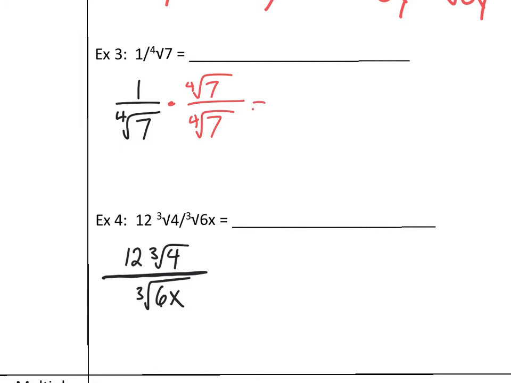When I do that, 1 times the 4th root of 7 is just the 4th root of 7. And then the 4th root of 7 times the 4th root of 7 is just 7. Can that be simplified any further? No, that's it. So those symbols just canceled out.